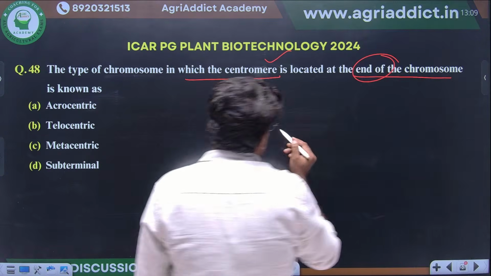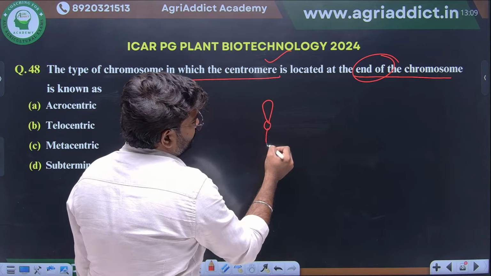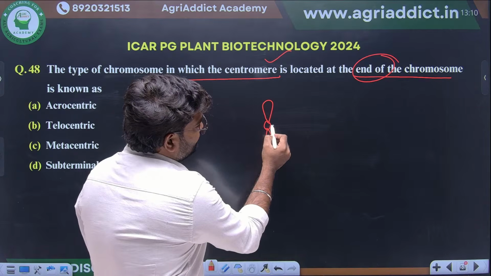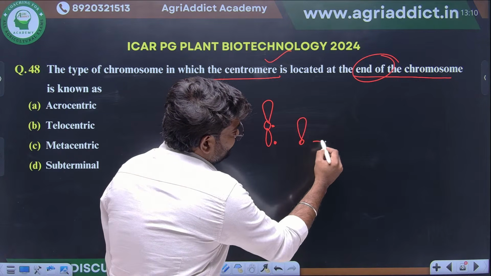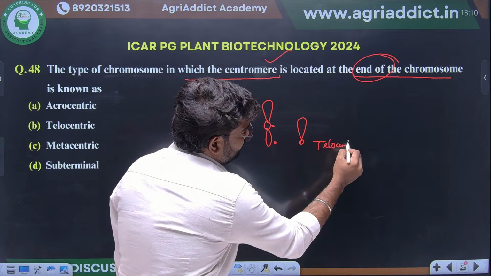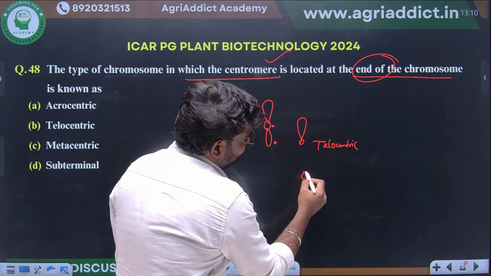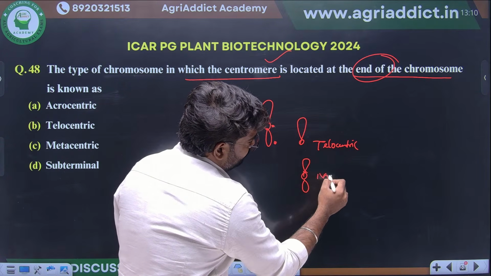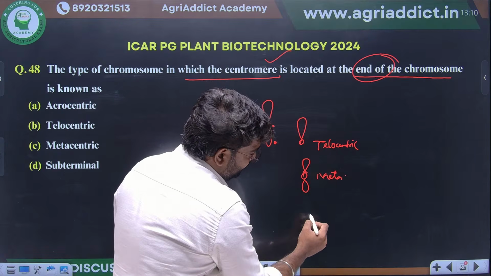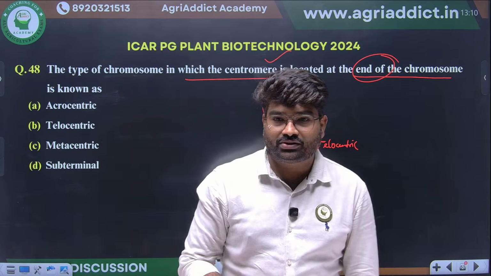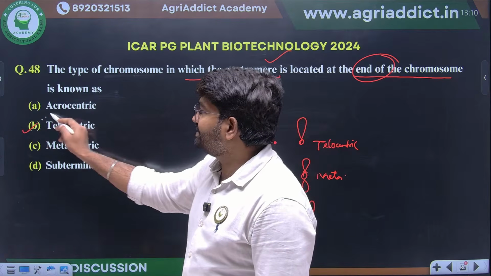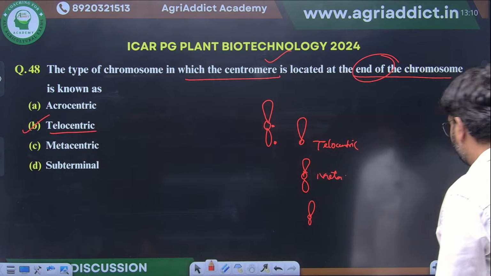You have to understand here. Okay. The centromere is attached at the end of the chromosome. Like this is there, means what? It's a telocentric. Metacentric means it will be there at the middle. Submetacentric means near the tip. Okay, this is clear. So, yes, telocentric, excellent. So telocentric will be the right option.